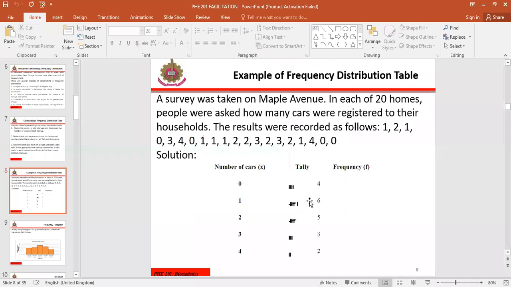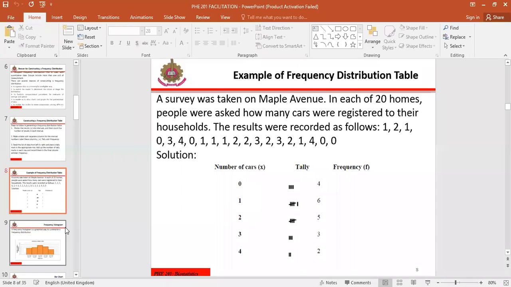So with this, you have been able to break or represent the data in a meaningful form. So anybody that sees this, it becomes a little bit easier for such a person to understand. Okay, it's just 4 people that didn't register any car. 6 people registered 1, 5 registered 2, and so on and so forth.